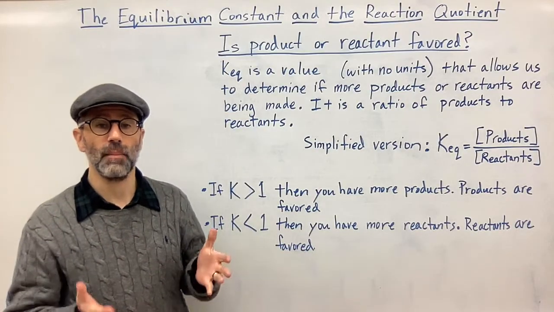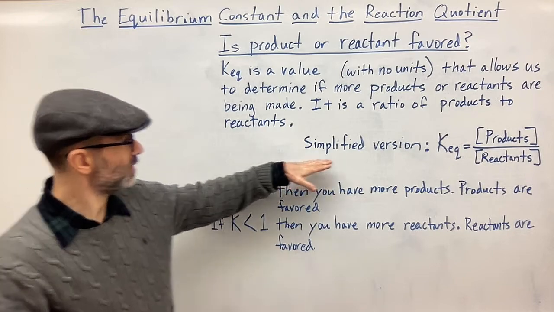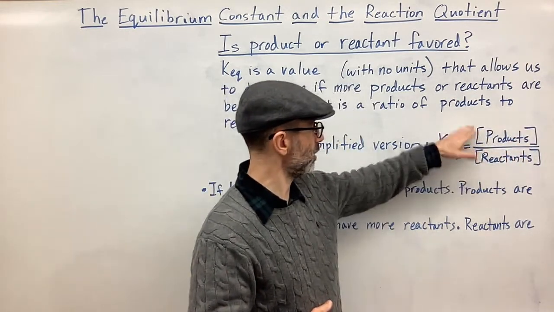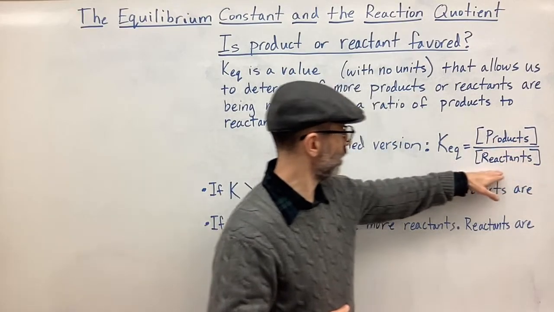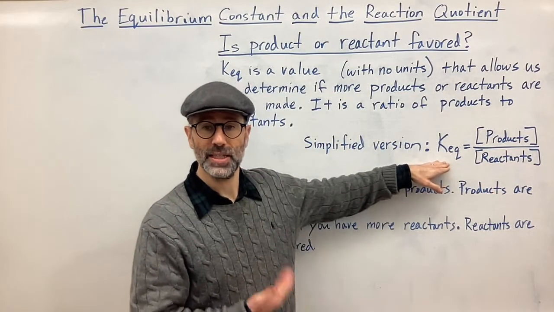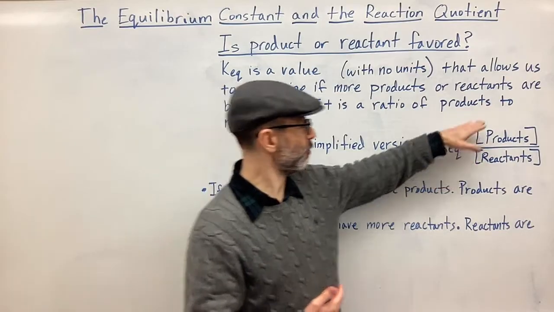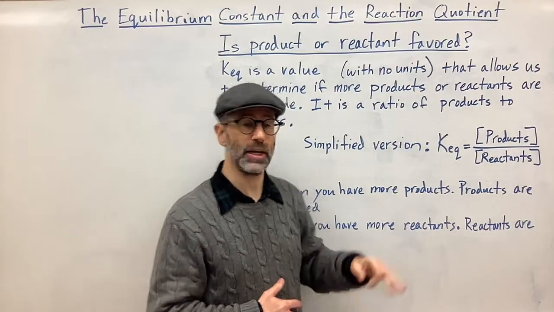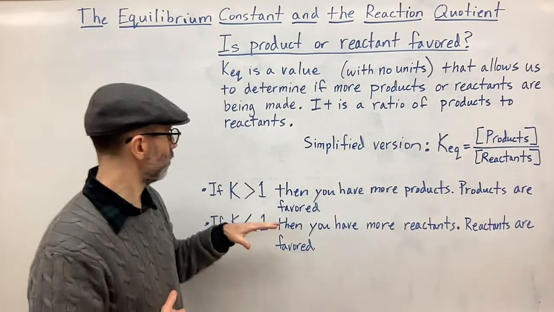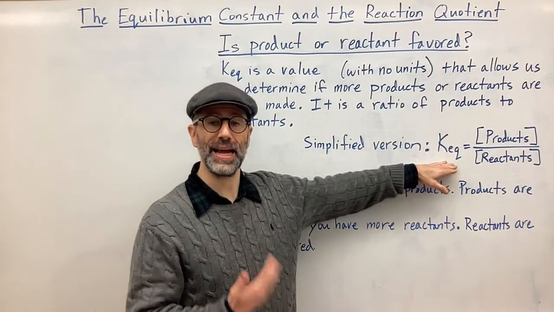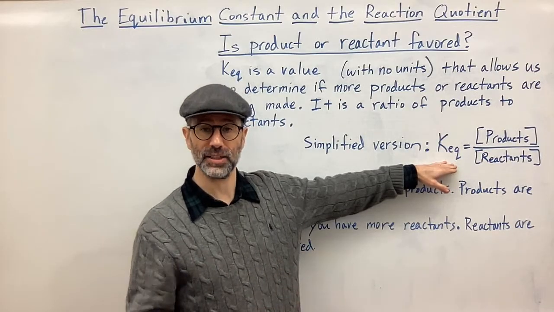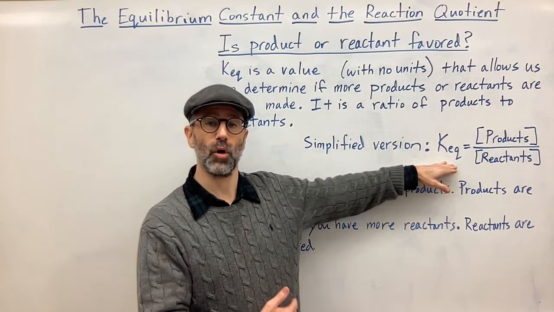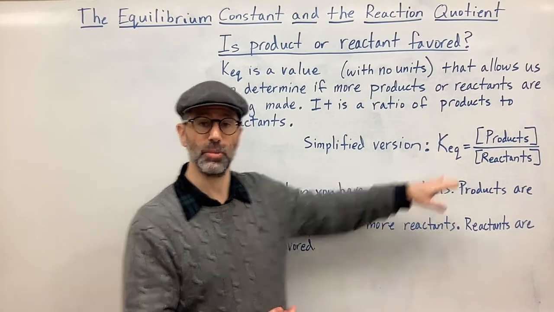And so, as I said earlier, a simplified version of KEQ is that you have the concentration of products over the concentration of reactants. So KEQ is essentially equal to that ratio of the concentration of products over reactants. And so you can get a picture here of how you can use K to determine if products or reactants are more prevalent, or more in abundance, at equilibrium.